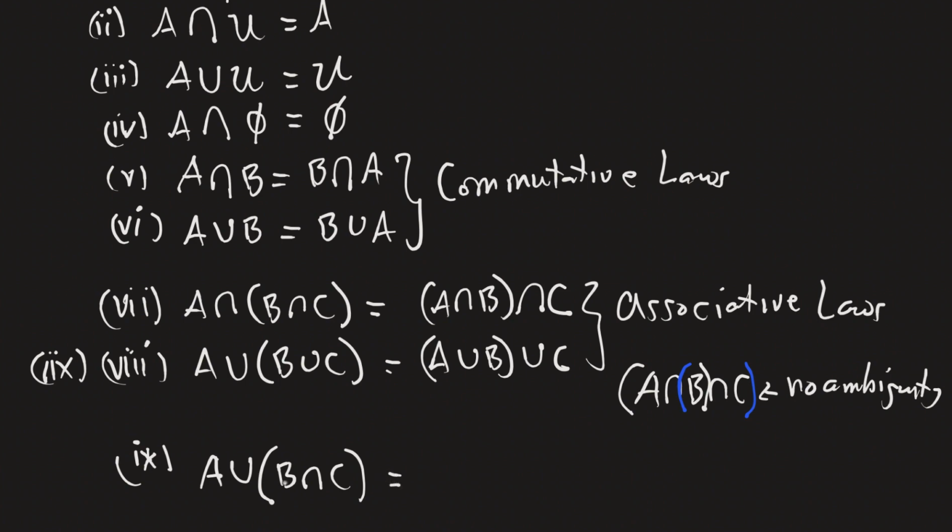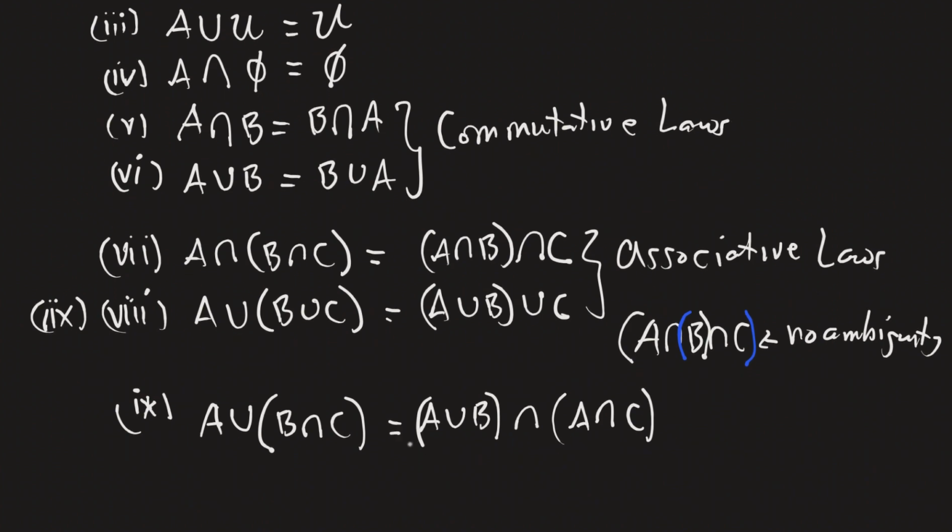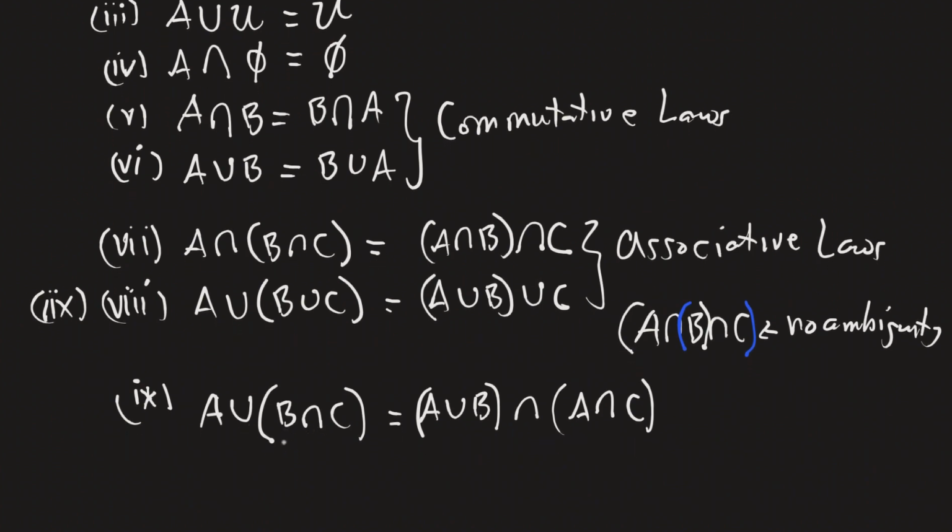Well, it turns out this is equal to A union B, that quantity, intersect A union C, right? So this is technically the distributive law of the union over intersection, right? So we can essentially, in a sense, you're distributing the A union to the B, and then the A union to the C, and you're keeping the intersection there, right? But it turns out we can switch these two, and it works.